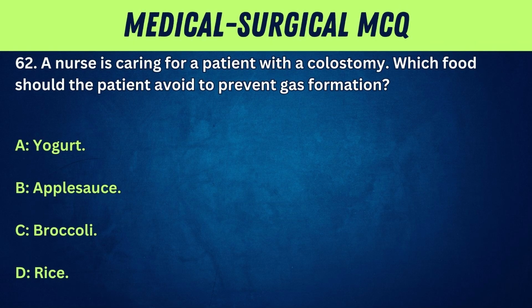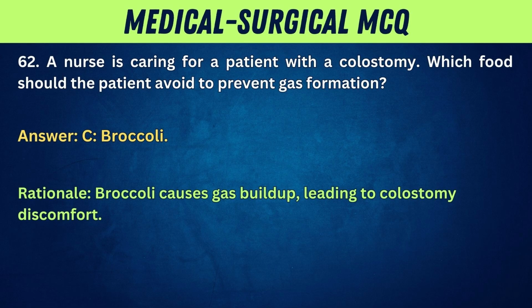62. A nurse is caring for a patient with a colostomy. Which food should the patient avoid to prevent gas formation? A. Yogurt. B. Applesauce. C. Broccoli. D. Rice. Answer: C. Broccoli. Rationale: Broccoli causes gas buildup, leading to colostomy discomfort.